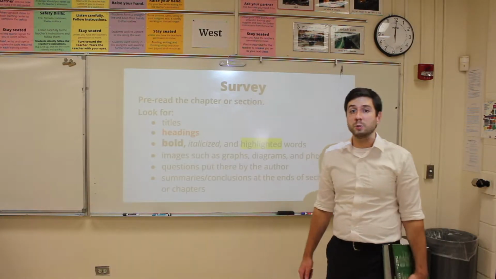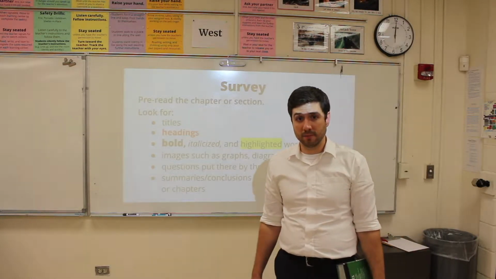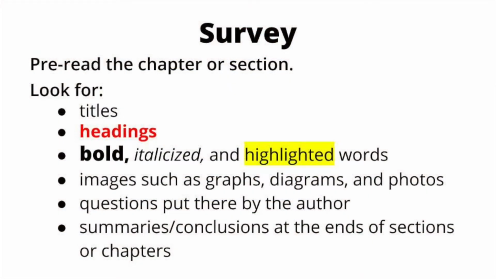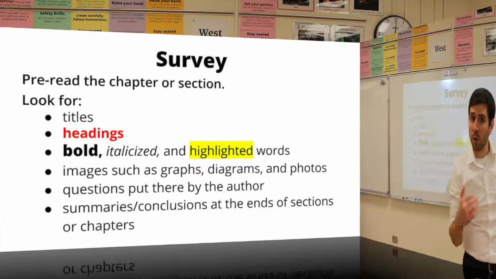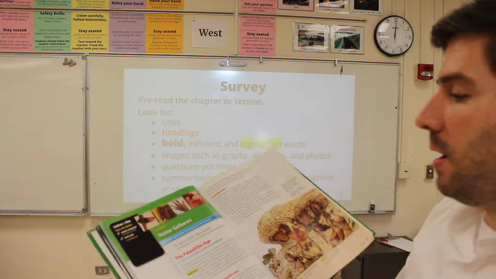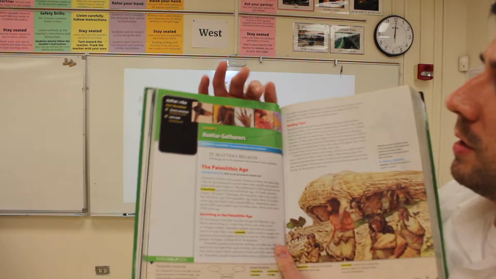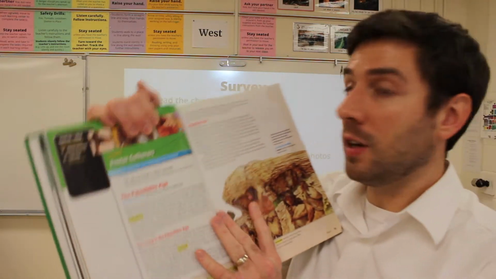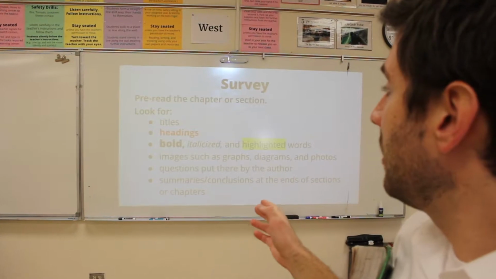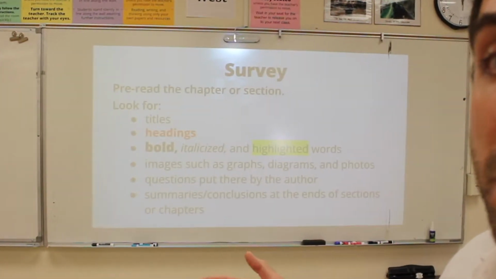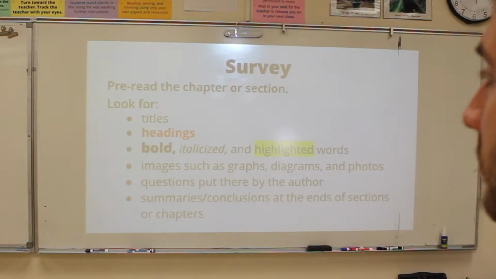Step 1 is to survey the text. So this means you're pre-reading the chapter or section. You're surveying it. You're not reading it, you're just looking it over. So with a section like this in my book, Lesson 1, Hunter-Gatherers, what I'll do is I'll look at the titles, the headings, bold words, italicized words, highlighted words, pictures, graphs, and charts.